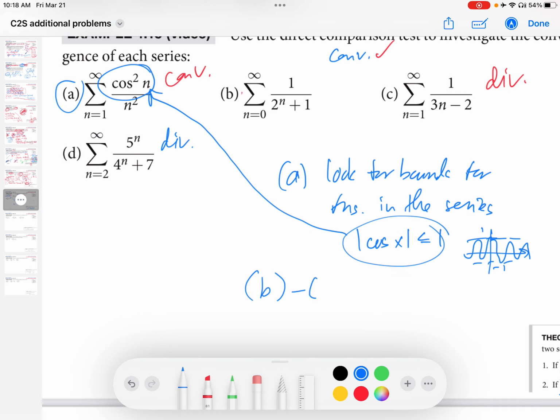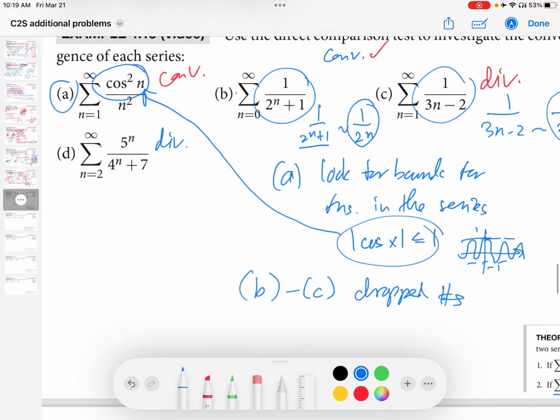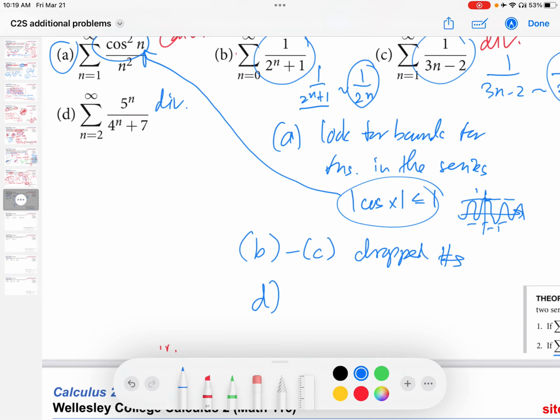For parts B and C, what we did is we dropped numbers. Over here, remember, we said, oh, 1 over 2 to the n plus 1. This part kind of looks like 2 to the n. So this thing is geometric, convergent, and that helped us out. Over here, we said, oh, 3n minus 2. This kind of looks like 3n. And then this is harmonic, divergent. That helped us out. Okay, in part D, we used a very different tactic.